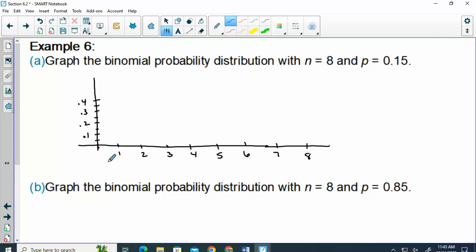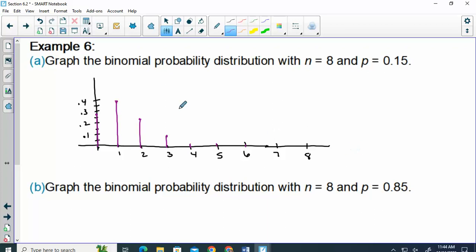Alright, so it has at 0, 0.2725. The probability is 0.38. 2, 0.23. 3.08, 4.0185, so that's very small. 5.002, 6, sorry, 5 was 0.0026, 0.002. All of these are just extremely small.